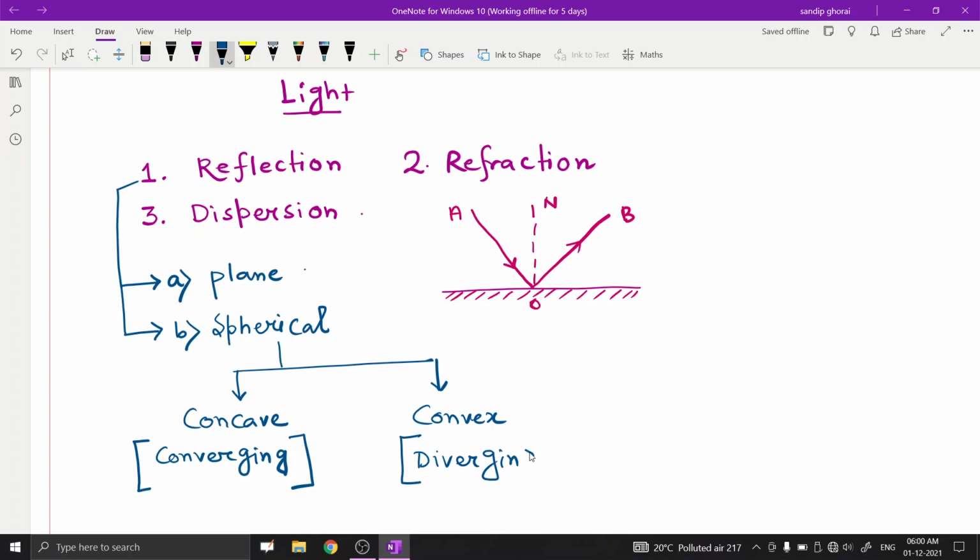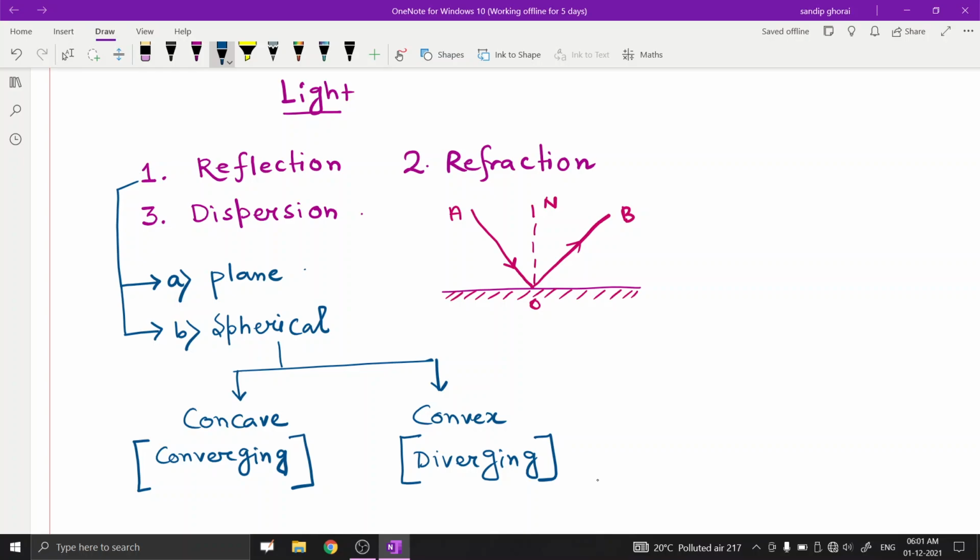Now the question is, why is a concave mirror called converging and a convex mirror called diverging? Because for a concave mirror, when parallel light from an infinite distance, parallel to the principal axis, is incident on it, it converges. After converging, the rays meet at a point, that is the focus. So parallel light converges. That is why a concave mirror is called a converging mirror.